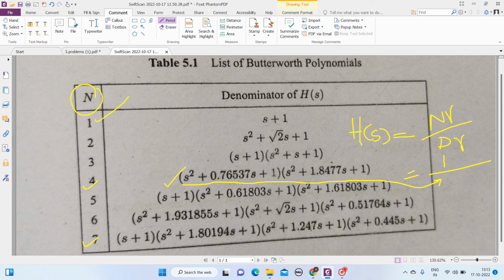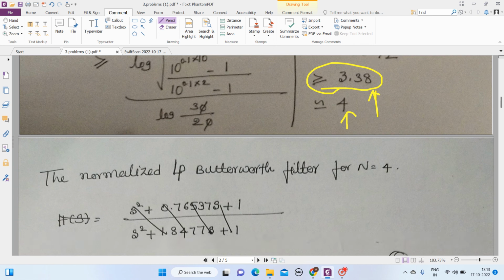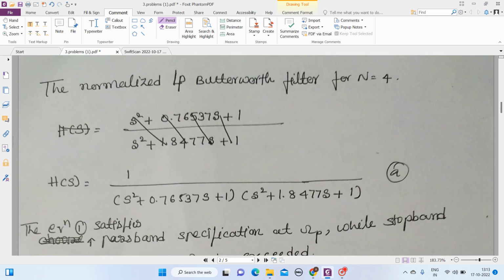Okay, so this is your transfer function, the normalized low pass Butterworth filter for n is equal to 4. Why have I written normalized low pass Butterworth filter? Because here we have considered the normalized cutoff frequency of 1 radian per second. That's why we are using the normalized low pass Butterworth filter for n is equal to 4. So after writing this equation, we have to find out the next equation, right?